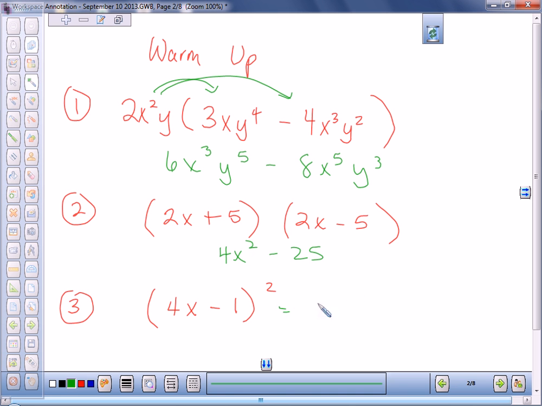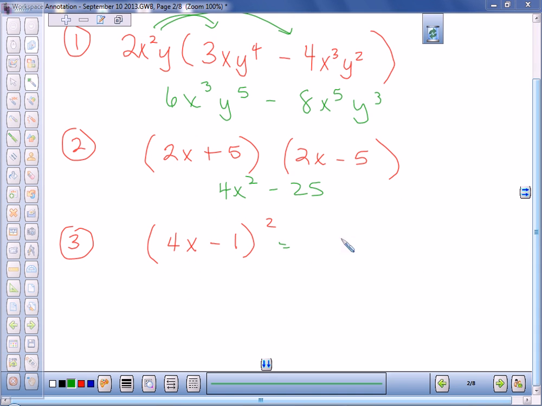All right, and then this one, we talked about the shortcut for this. We can square the first term, double the product of the two, and square the last term. So if we square the first term, we get 16x squared. When we double the product of the two, that is negative 4x; when we double that, we get negative 8x. Square the last one, negative 1 squared, is positive 1. So we squared the first, we doubled the product, we squared the last.